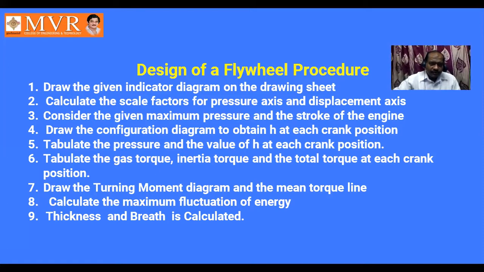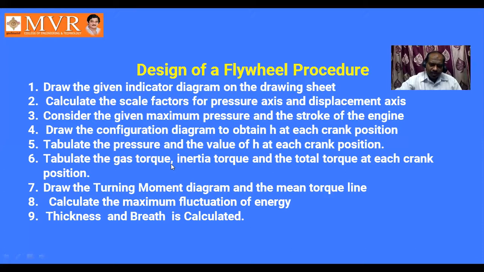Draw the configuration diagram to obtain H at each crank position. H means the displacement axis, that is, the displacement of the piston has to be considered for each crank position, from 0 to 360 degrees. For a two-stroke engine, another 360 we have to consider. Tabulate the pressure and the value of H at each crank position.